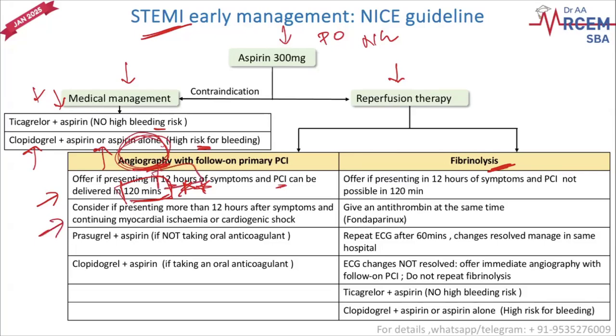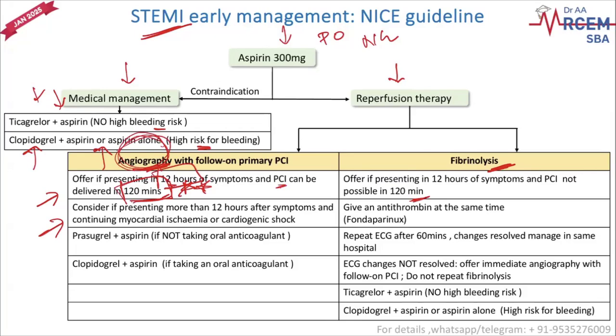So the patient's chest pain should have been in the last 12 hours. For example, 6 hours back I had chest pain, now I don't have it, but on ECG you have an ST segment elevation MI. Then you will immediately shift this patient to the cardiac cath lab within 120 minutes. If within 120 minutes it is not possible, then you go ahead and do a fibrinolysis, also known as thrombolysis.